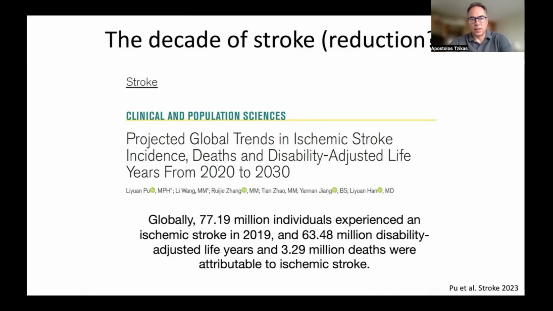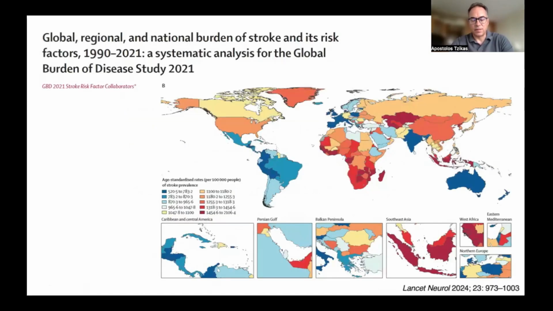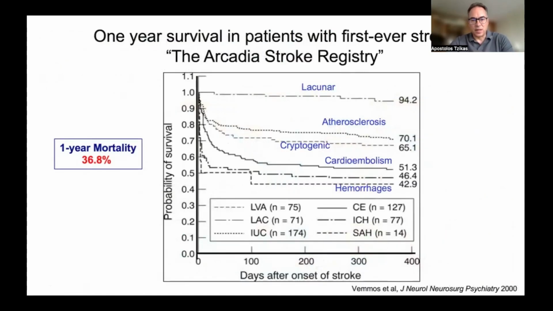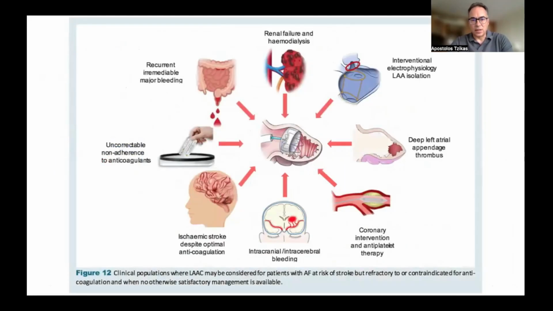We are in the decade of stroke, hopefully stroke reduction. Stroke is a major socioeconomic problem and it affects patients worldwide. More specifically, cardioembolic stroke is another subgroup of stroke, which is very important because it has higher morbidity and mortality. These slides you will see at the end are potential indications for left atrial appendage occlusion.